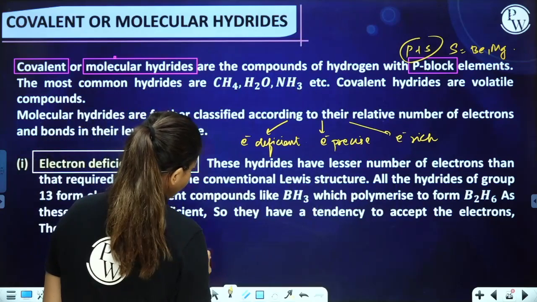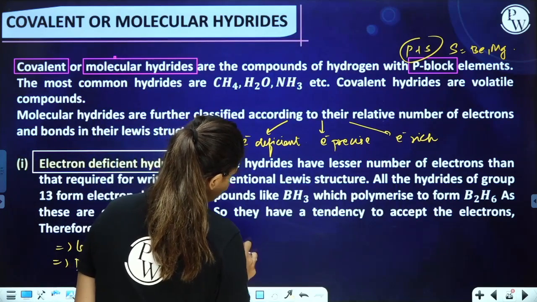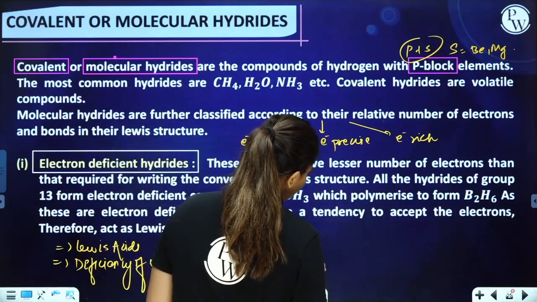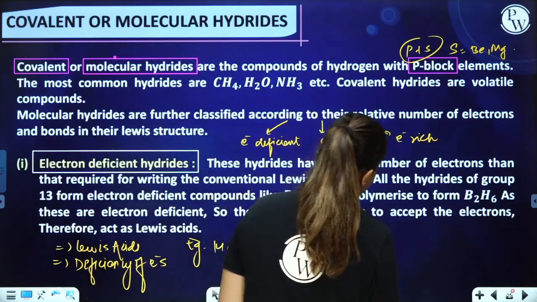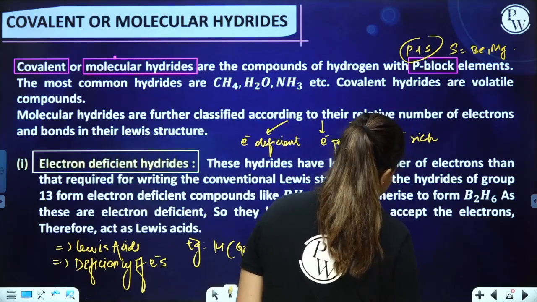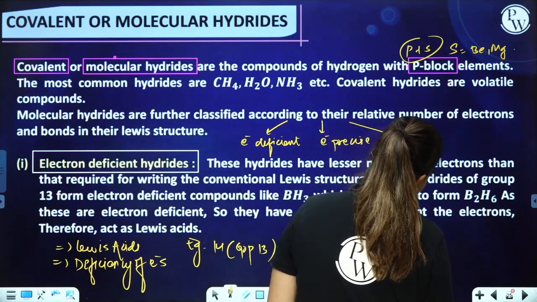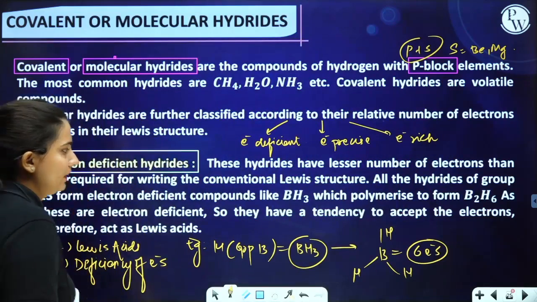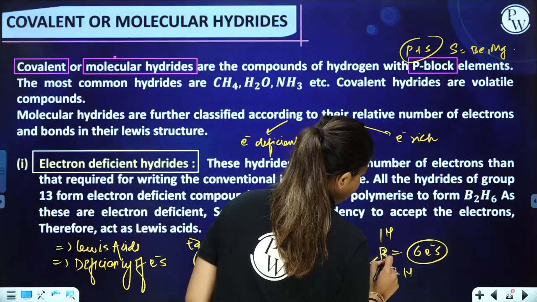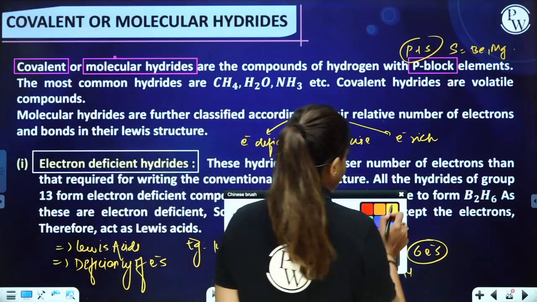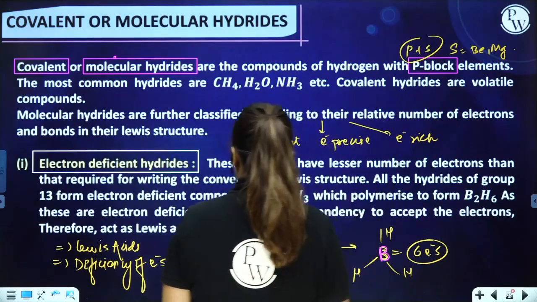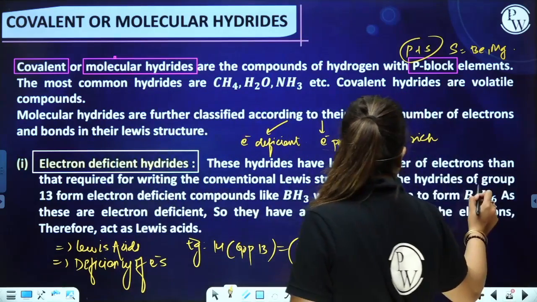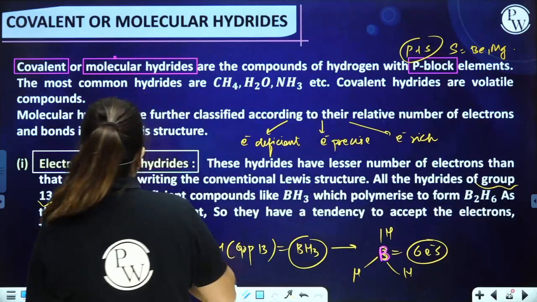Let's say, for example, if I take the hydride of group number 13, you are going to get BH3. If I form the compound BH3, how many electrons are surrounding boron? There are only 6 electrons surrounding the boron. So it has electron deficiency. So these are considered as the electron deficient hydrides, and you can simply see this is from group 13.